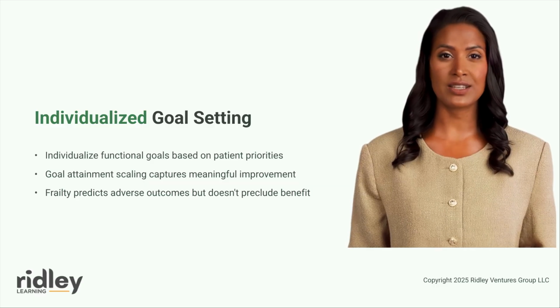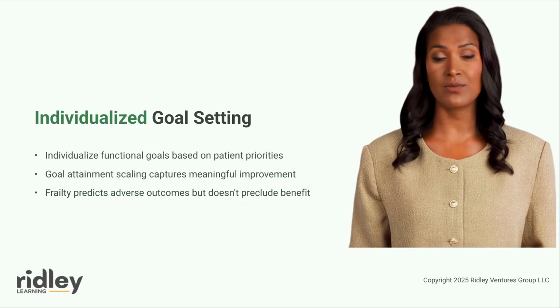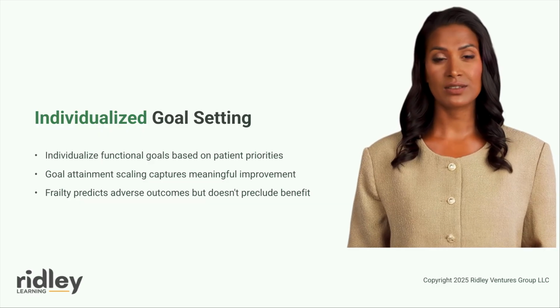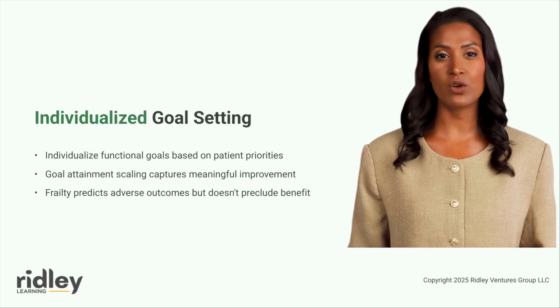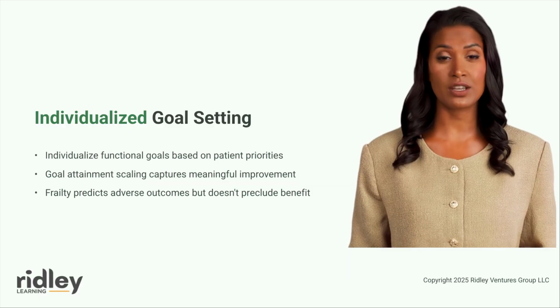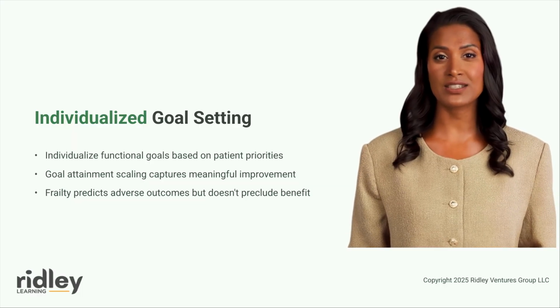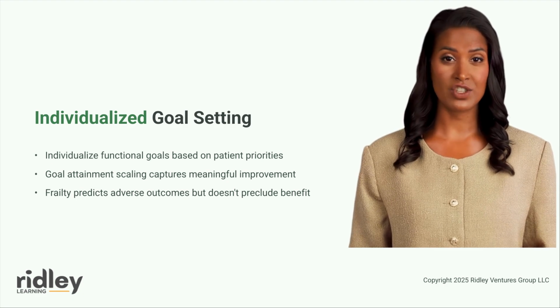The use of goal attainment scaling or similar individualized outcome approaches can capture meaningful improvement that might not register on standardized instruments normed to younger populations. Frailty represents a state of decreased physiological reserve and increased vulnerability to stressors that predicts adverse outcomes across medical and surgical interventions. In the context of lumbar spinal stenosis, frailty status influences treatment tolerance, recovery trajectory, and outcome expectations.